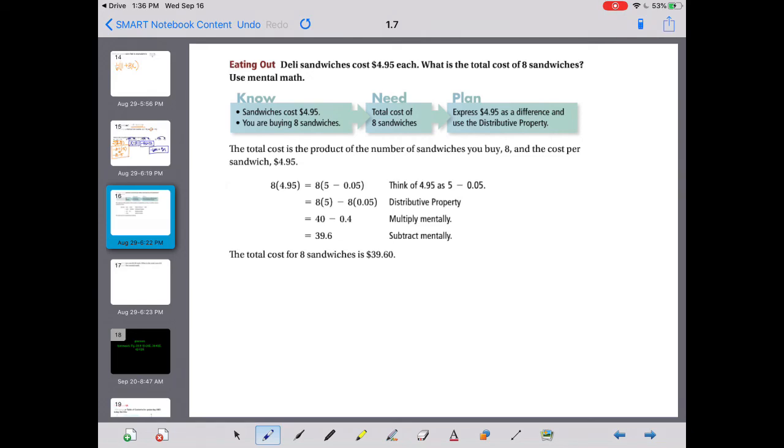Deli sandwiches cost $4.95. What is the total cost of 8 sandwiches? Use mental math, okay? Just like the other day, I don't want you to write it down. I want you to try this with mental math, okay? And then tell me what you think.